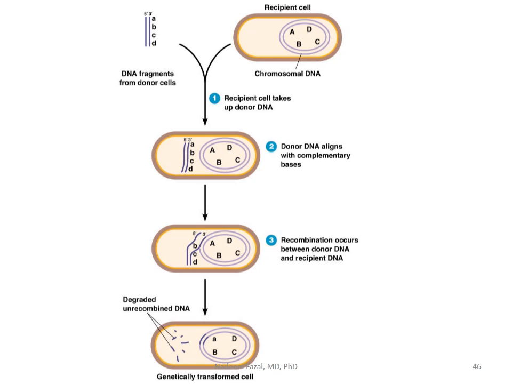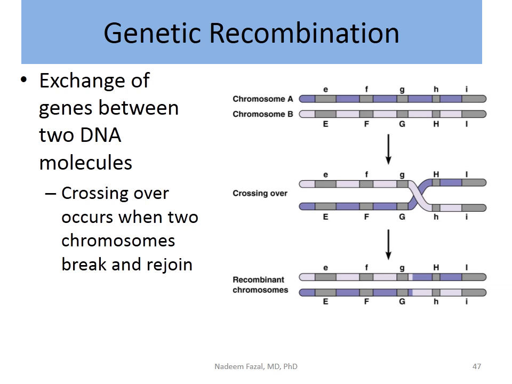So that kind of integration, where bacteria can pick up what we call naked DNA lying around from dead bacteria, and then insert it into their own DNA. And that kind of thing happens at the level of genes. You can see chromosome A, exchange of genes between two DNA molecules. The crossover happens, and then you pretty much can transfer that DNA into the other one.